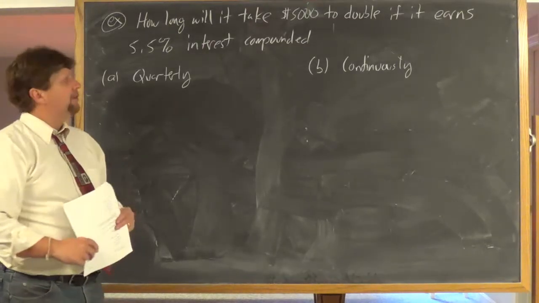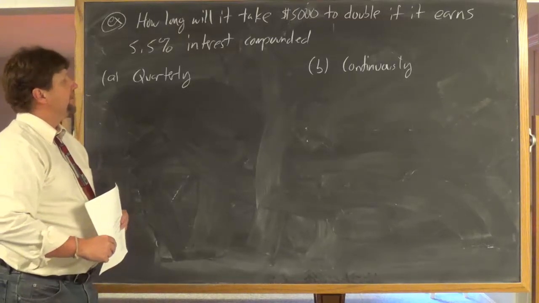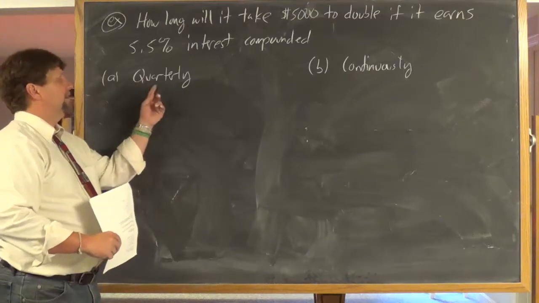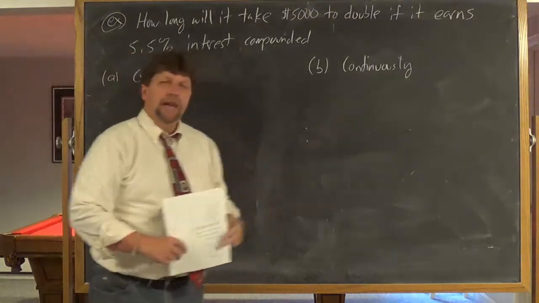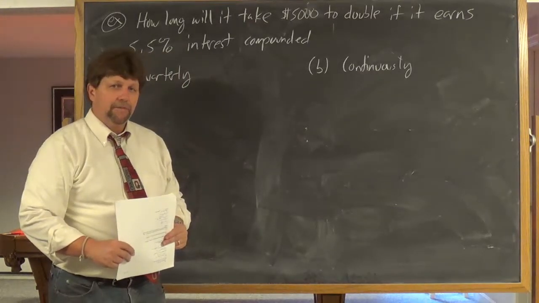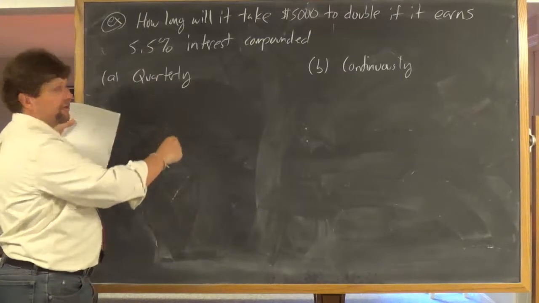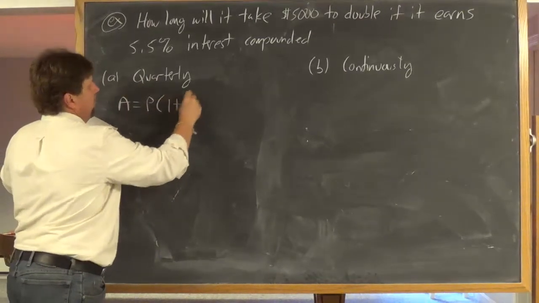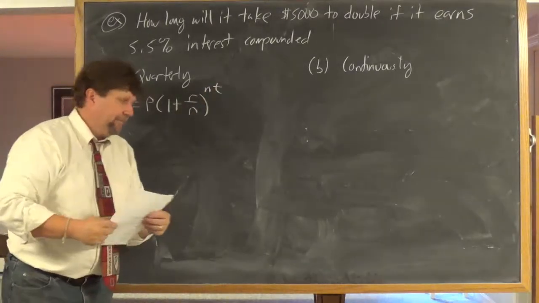The question: how long will it take $5,000 to double if it earns 5.5% interest compounded? Part A, we'll look at it compounded quarterly. Part B, we'll look at it compounded continuously. All right, the key to this is you have to remember your compound interest formula. So let me write it down. A equals P times (1 plus r over n) to the n times t power.